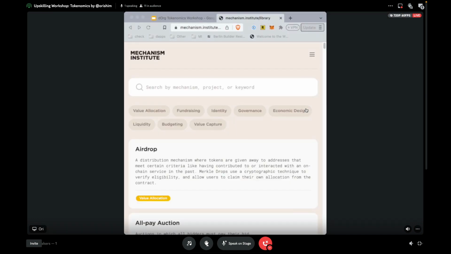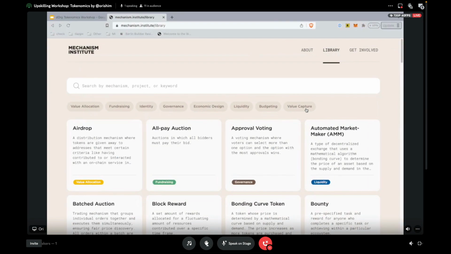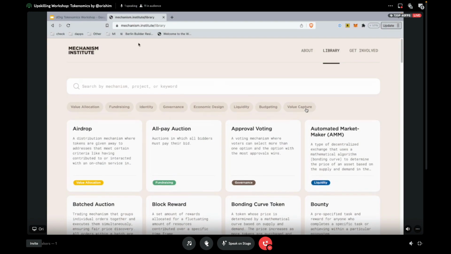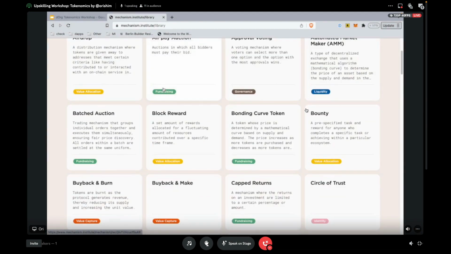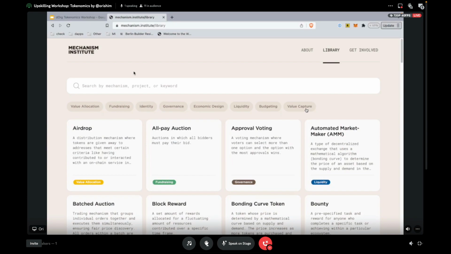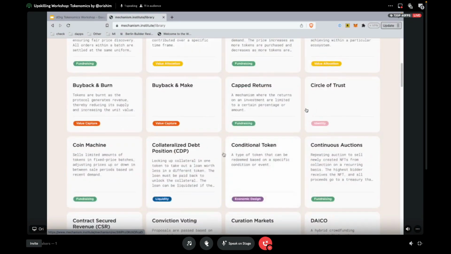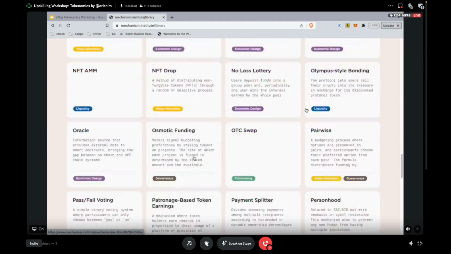I'll jump to something else before breaking for more questions, which is the Mechanism Institute. It's the umbrella that I've been using to aggregate this research and bring together the right people to work on it. The first thing that we put out is this library of mechanism primitives. This is largely from what I was talking about before, the different kinds of mechanisms and also the components. We're still working on improving the categories and putting more detailed explanation into each of the mechanisms.